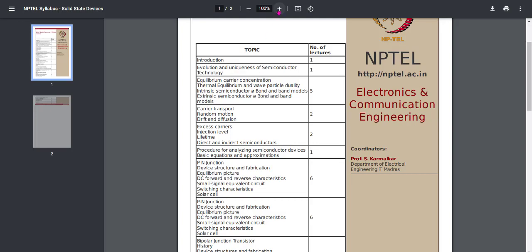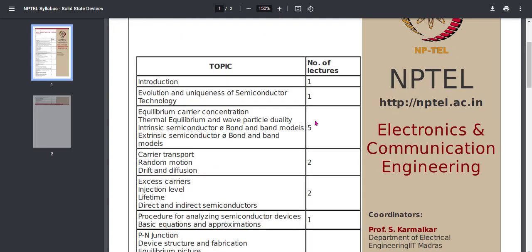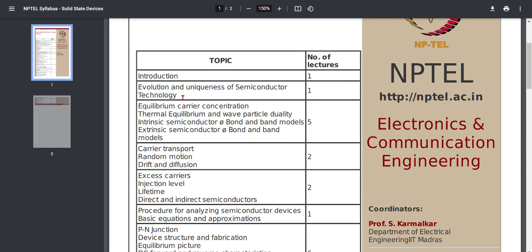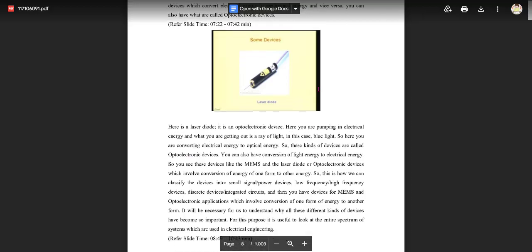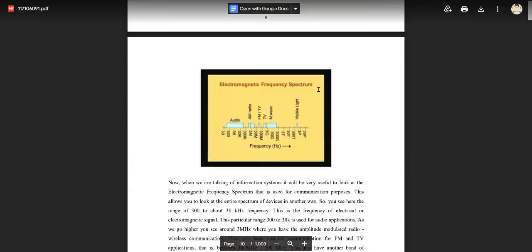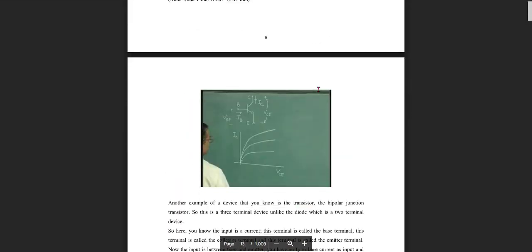So if you see the syllabus, evolution and uniqueness of semiconductor technology, introduction, leave these two, we don't need that. Just check what he has shown, read it, just see. So if you see it here, you can see he is just showing the semiconductor devices. We can leave this, okay.